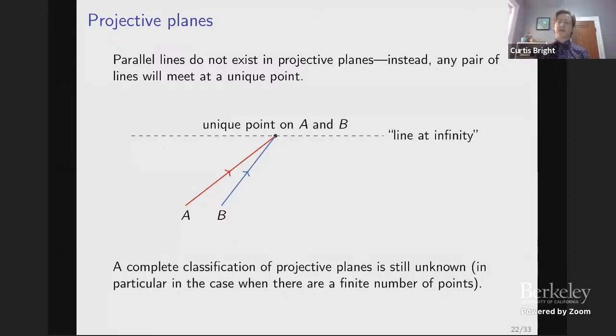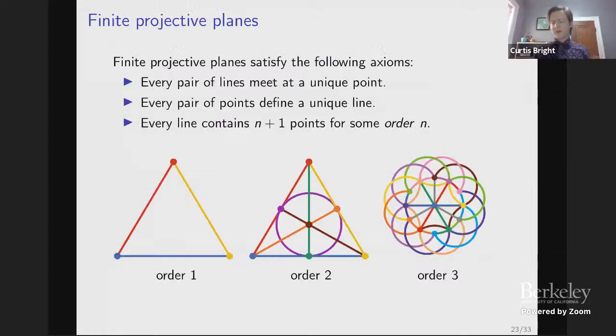And interestingly, despite this immense amount of study, there's still open questions about projective planes. We don't even know all the projective planes which exist if there's only a finite number of points. So what would this mean, right? What's a finite projective plane? I've given you a couple of examples on the slide here. It's nice because you can just draw them out, and they're nice and colorful drawings here.